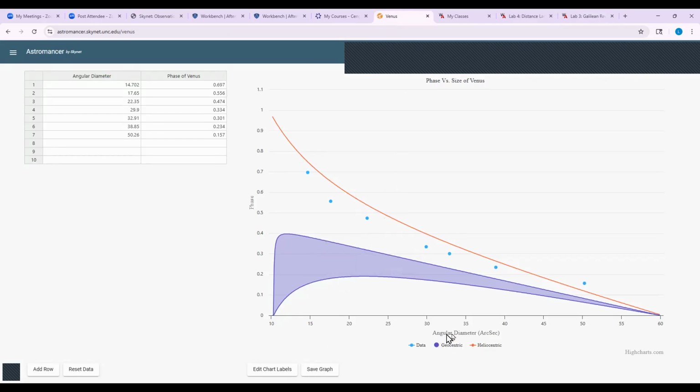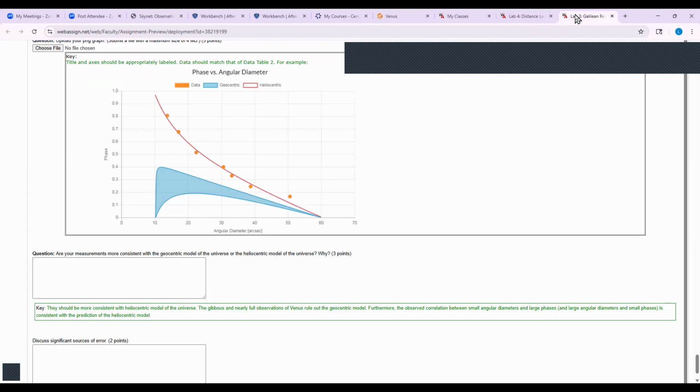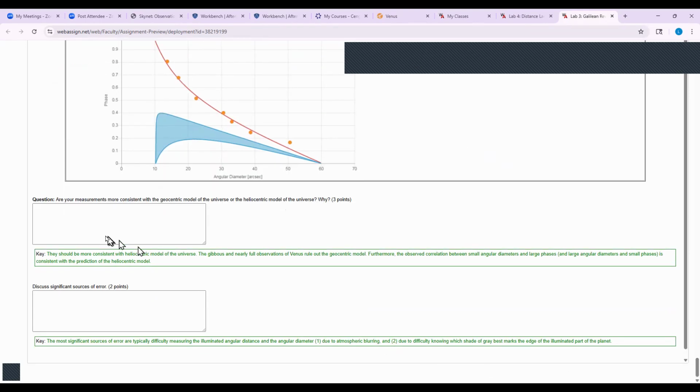enter the data, make sure you put the titles. This is angular diameter in arc seconds, this is phase, and the title is going to be phase versus size of Venus, and then save the graph and choose the file for the WebAssign assignment and answer the question.